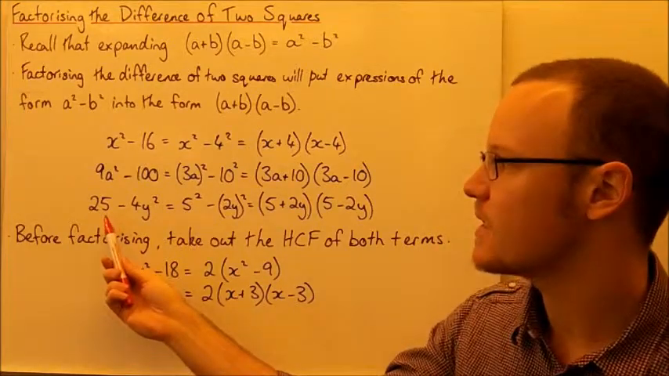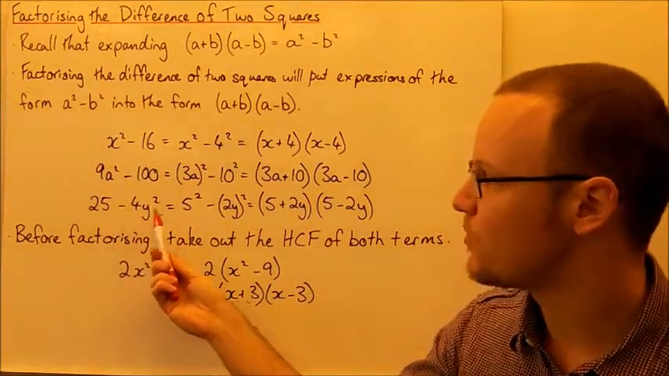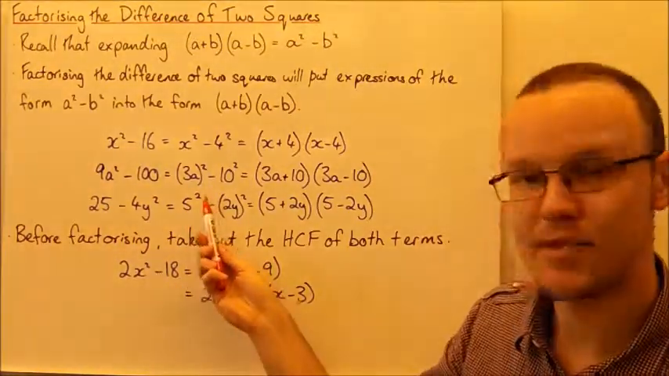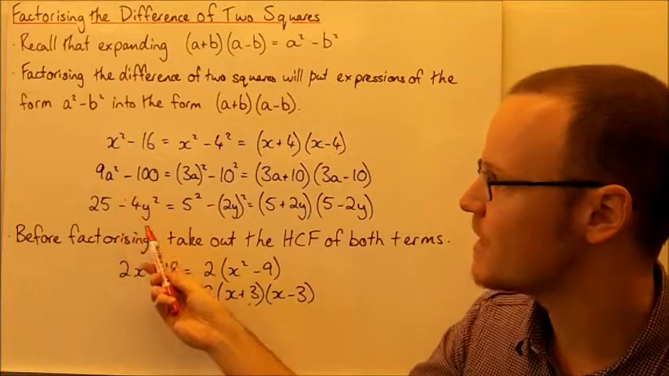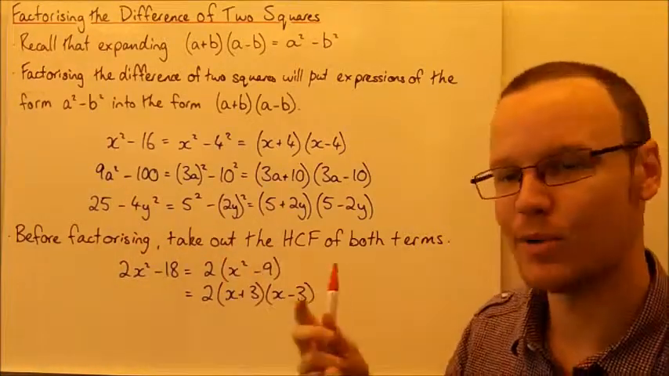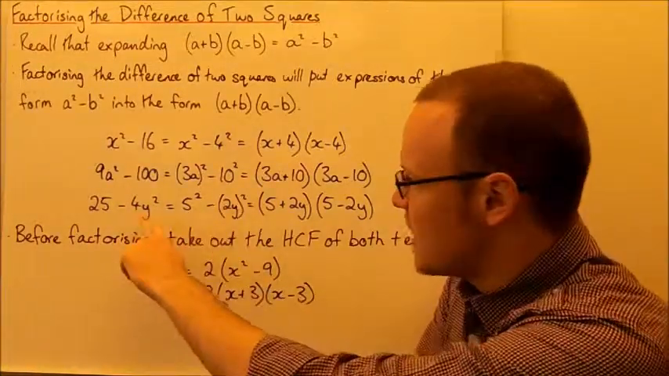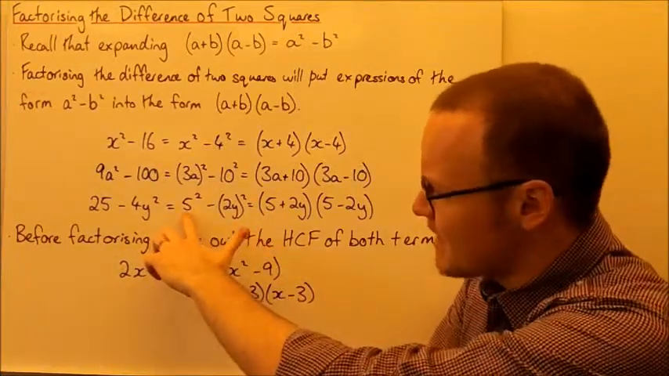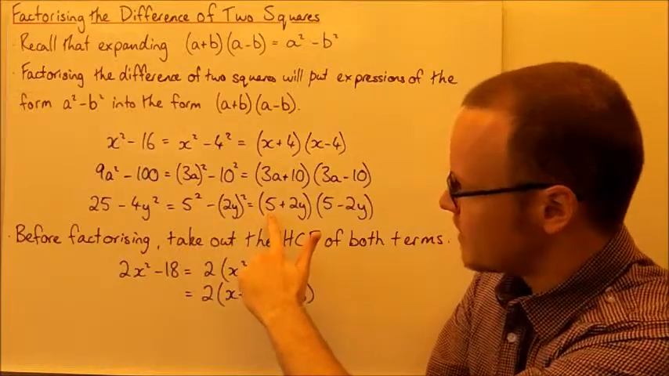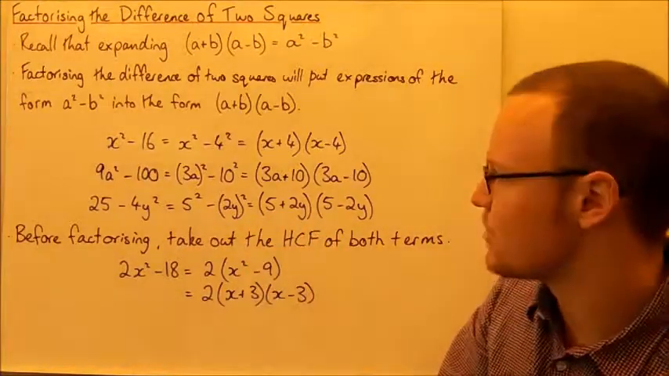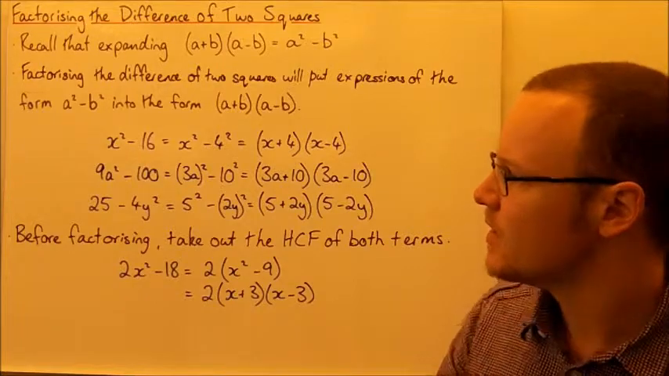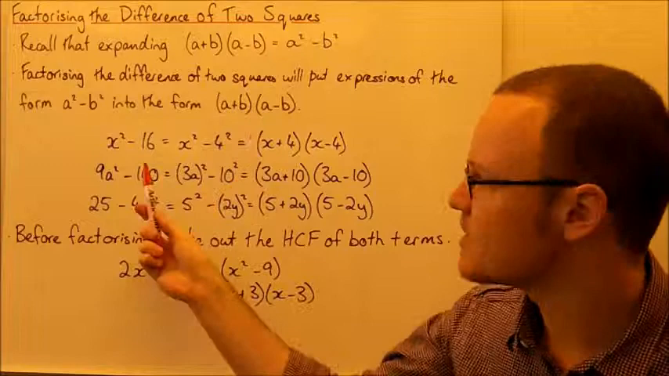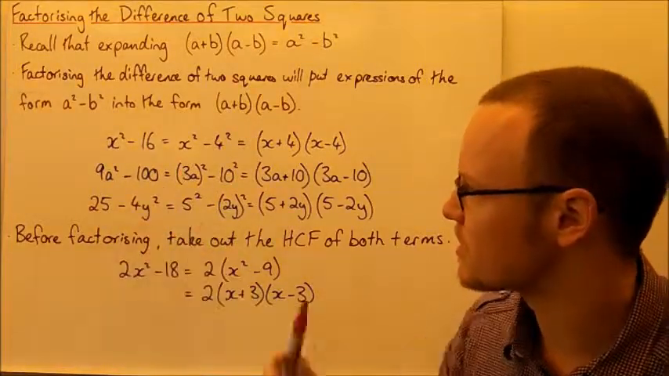Okay. Lastly, last example here, 25 minus 4y squared. 25 as a perfect square is 5 squared, and this 4y squared here as a perfect square is 2y all squared, because 2 squared is 4 and y squared is y squared. So that means a is 5 and b is 2y. So here 5 plus 2y times 5 minus 2y. Now these are all very convenient because they're all perfect squares, each of them.